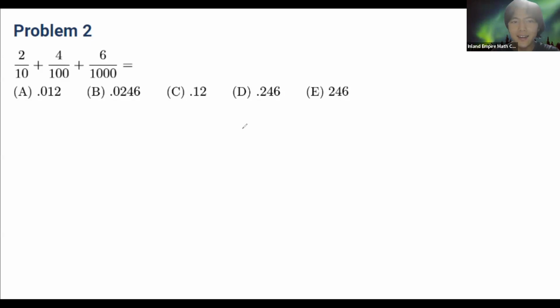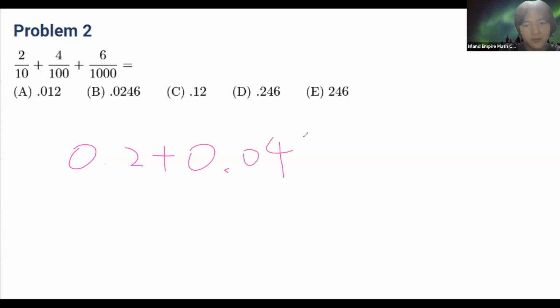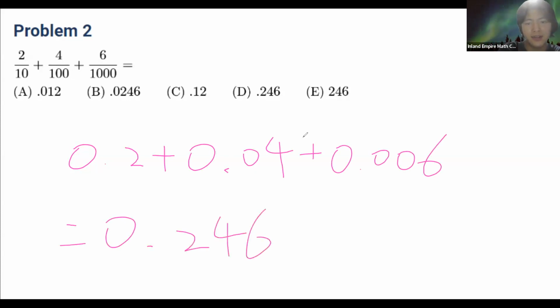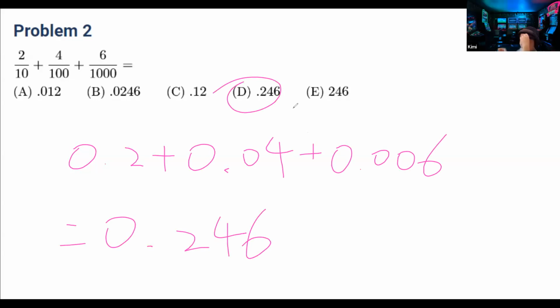Okay, that's good. Here, I'll help you out a bit. So basically what Jasper is saying is that he changed all the fractions to decimals. So 2/10 would give you 0.2, right? And then 4/100 is basically 0.04. And then 6/1000 is 0.006. So when you add these all up, you get 0.246, which is D. Another very simple warm-up problem. Does anyone have any questions on this one?